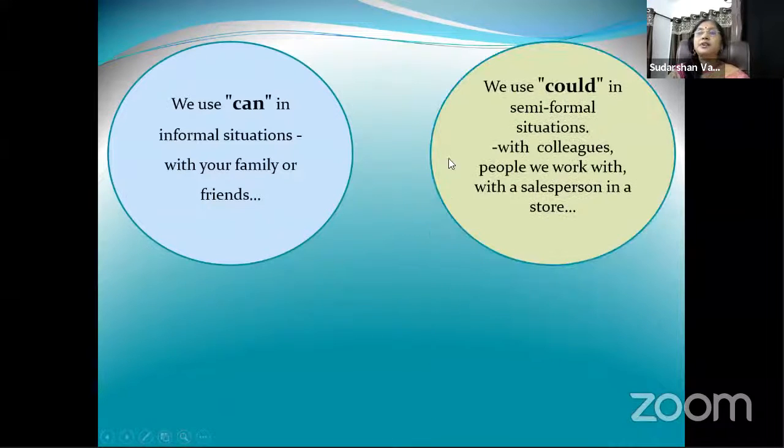Now take a look at this. We use could in semi-formal situations. What is a semi-formal situation again? Semi-formal is when we are talking with colleagues, where a colleague in the office in front of a boss is highly formal. A colleague who works with you outside the office, in the corridor, in the canteen is semi-formal. To a friend you can say "ra, po", to a colleague you say "randi".